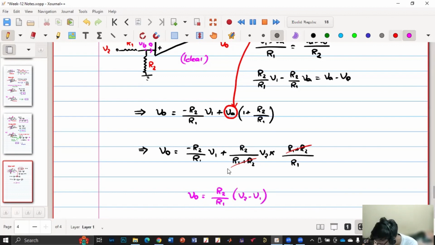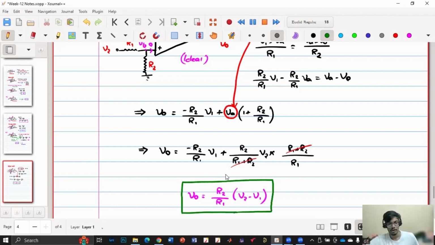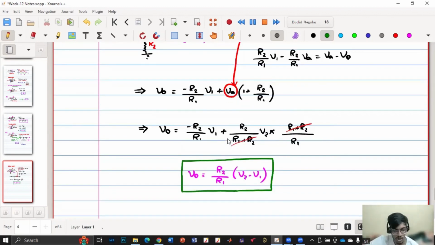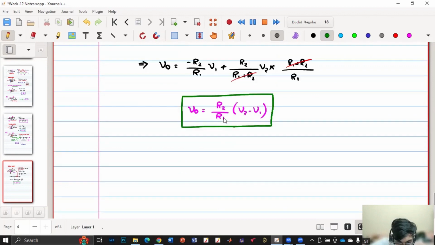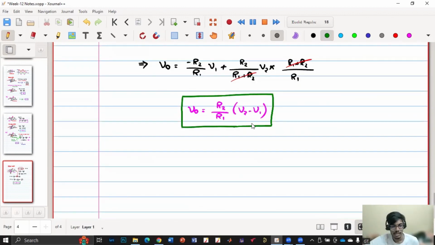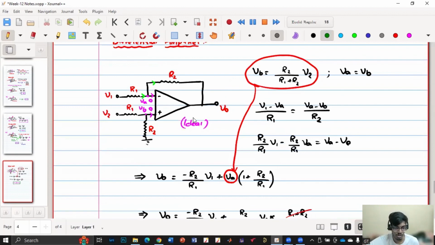So the difference between the inputs, V2 the voltage at the non-inverting terminal and V1 the voltage at the inverting terminal, is amplified by the factor of R2 by R1. If R2 is equal to R1, then the scaling is 1. But I can play with R2 and R1 and vary the gain. So this is the circuit I also use in my research work.